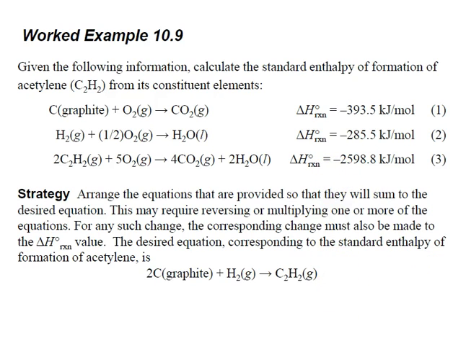Strategy is to arrange the equations that are provided so that they will sum to the desired equation, very similar to what we did before. This may require reversing or multiplying one or more, and for any such change, the corresponding change must also be made to the standard enthalpy of reaction. The desired equation corresponding to the standard enthalpy of formation of acetylene is these two. And you'd probably be given this formula of the carbon graphite plus the hydrogen gas gives acetylene.